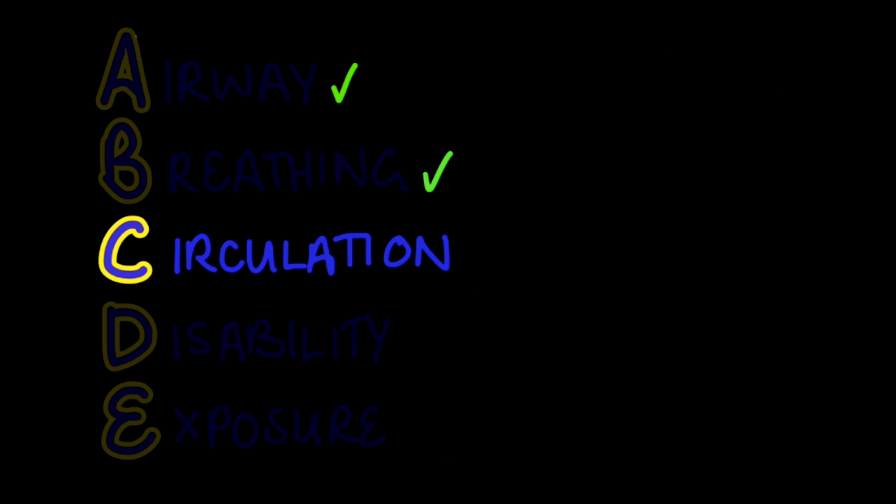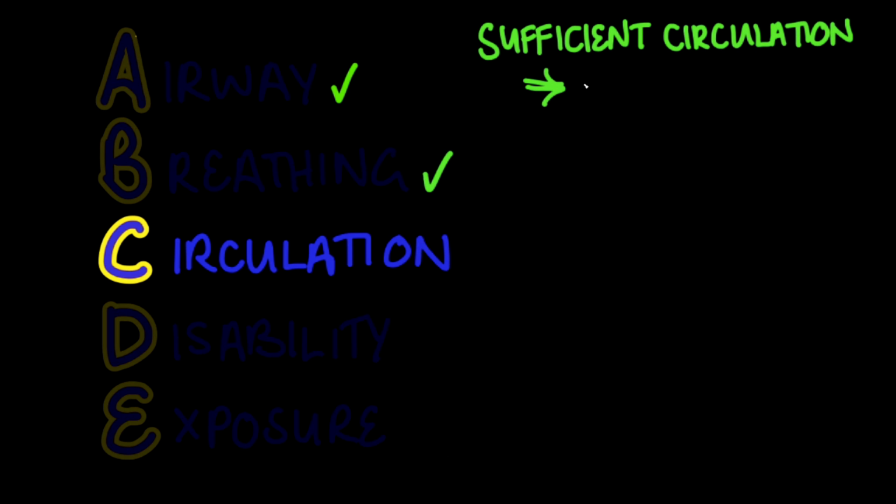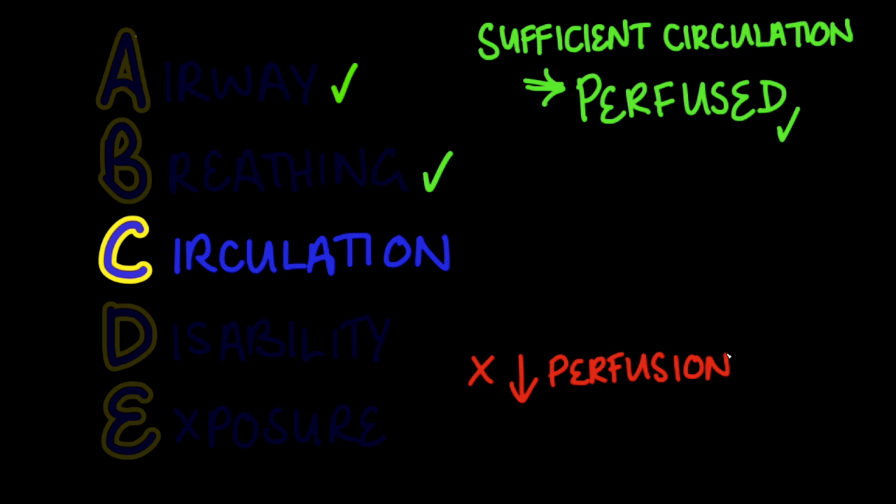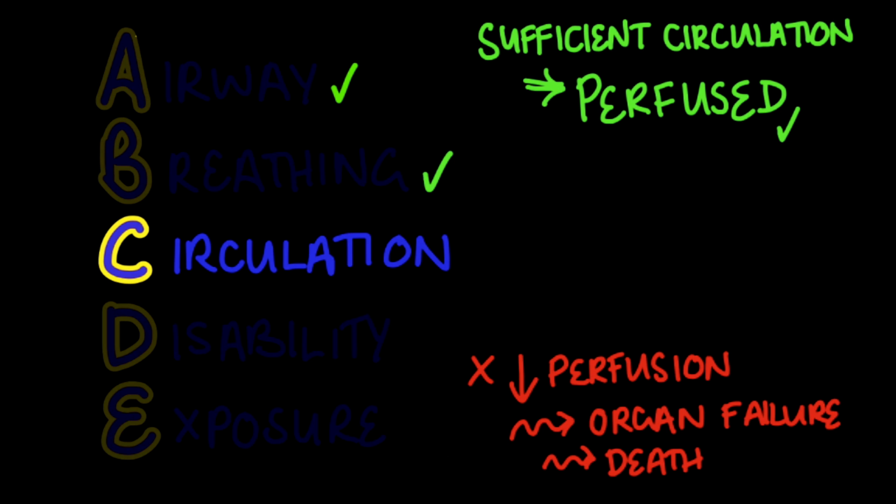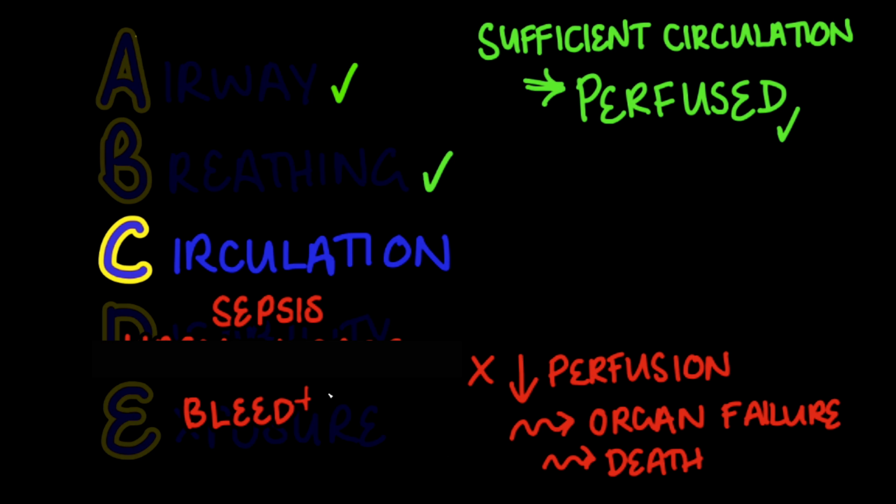C is for circulation. What we're looking to ensure here is adequate perfusion of the tissue. Once you've made sure the blood is oxygenated, we need to make sure it's getting around the body to where it's needed. Inadequate perfusion starves tissue of oxygen, which unchecked leads to organ failure, even death. Assessments under circulation are also primary indicators of sepsis or major bleed.